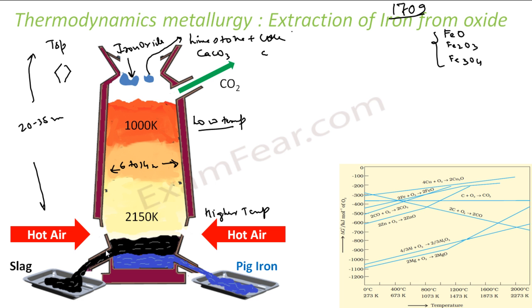Now let's see the reactions involved. In this blast furnace, typically the iron oxide is reduced to iron metal. The main reaction is that you have iron oxide and you have this coke here. The coke will reduce iron oxide to iron.